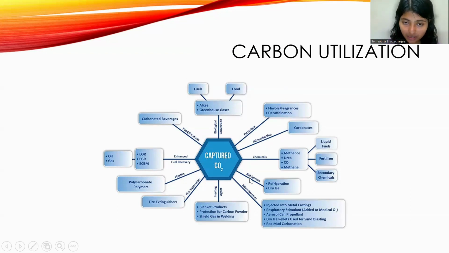So it can be used in various industries: biological conversion, extractant, mineralization, chemicals, refrigerant, miscellaneous, inerting agent, fire suppression, plastics, enhanced fuel recovery, and food products. So as we can see, so many different applications of the captured carbon dioxide can be achieved. And these are the various examples. These were the industries, and these are the various examples of carbon utilization of the captured carbon dioxide.